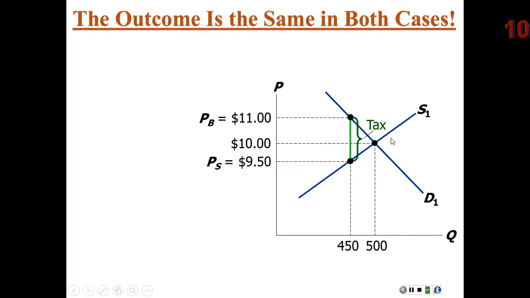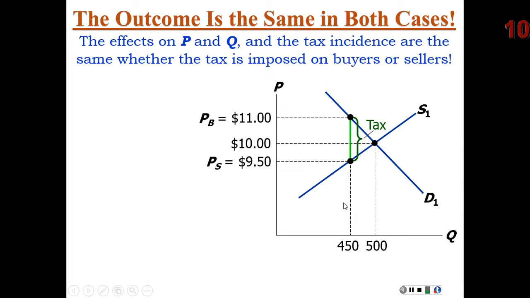No matter who we legislate the tax on, if the sellers have to send the tax to the government and the supply curve decreases, or if the buyers have to send the tax to the government and the demand curve decreases, it doesn't matter. We end up with the exact same result. Buyers paying a higher price, exactly $1 more than original, and sellers receiving exactly 50 cents less per pizza. It doesn't matter who sends the check to the government, and the size of the market decreases in both cases. Okay?